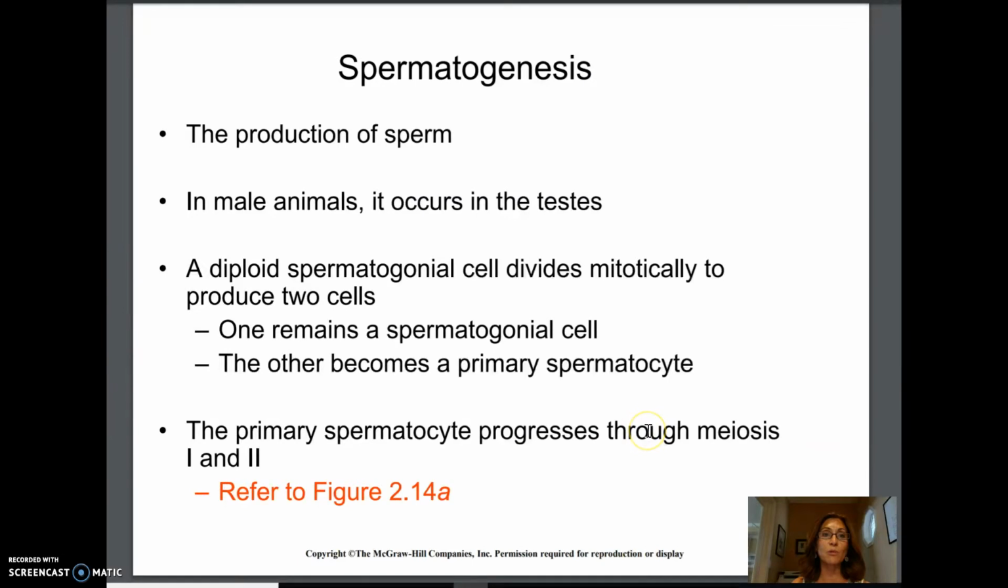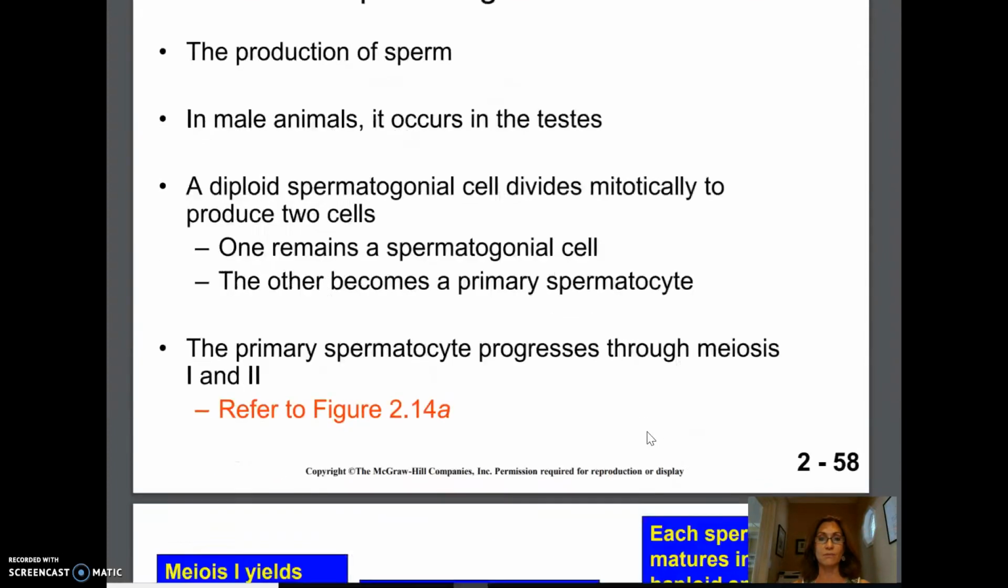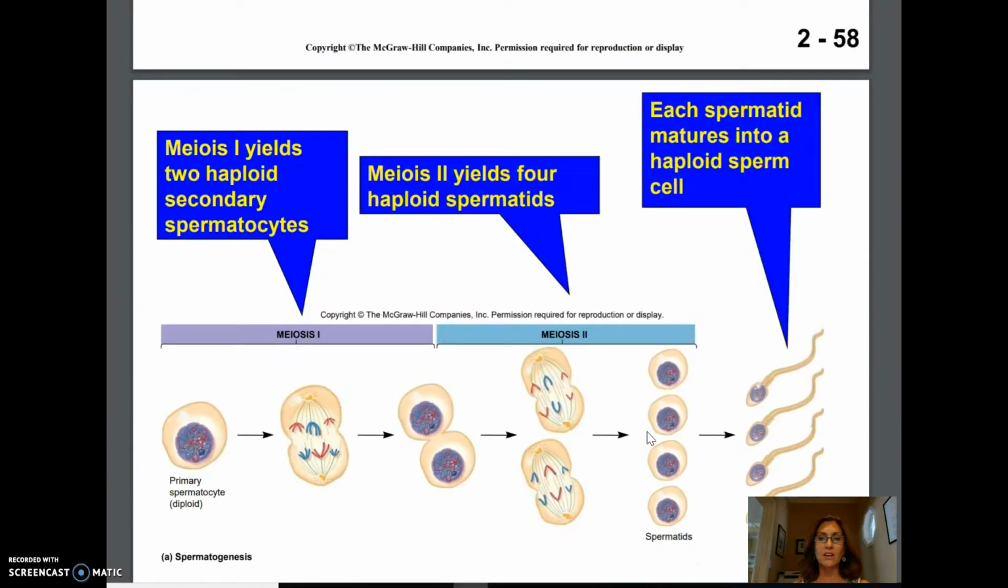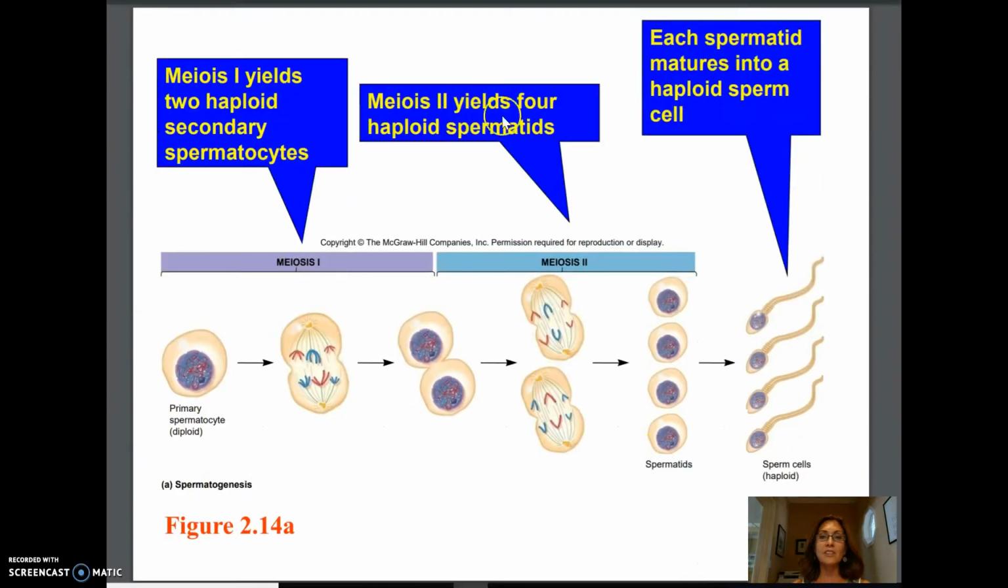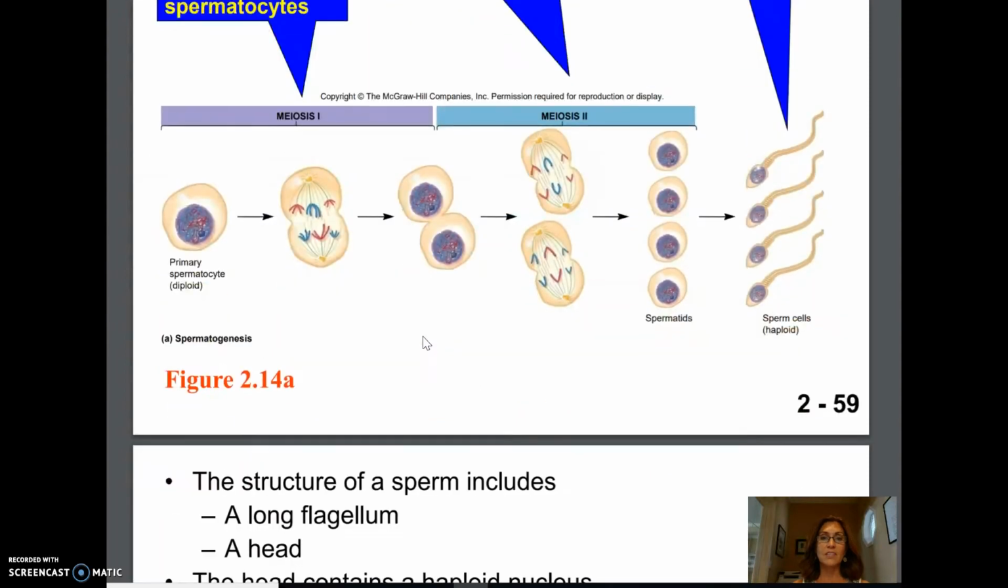So in humans, spermatogenesis is the production of sperm. It happens in male organisms and it occurs in the testes. It takes diploid spermatogonial cells, allows them to mitotically produce 2 cells, and then they undergo meiosis. It's a little bit weird, all right? Here's a slide basically summing up how the process works.